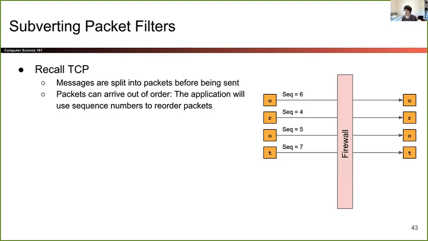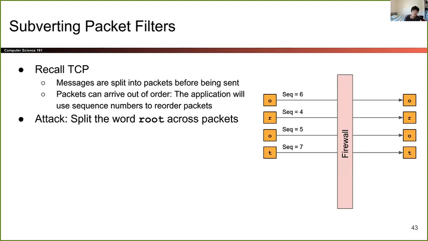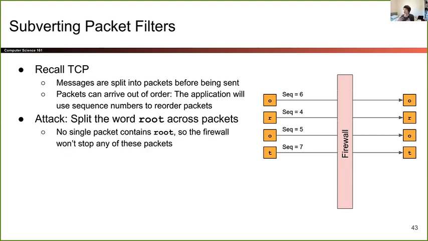Additionally, packets can arrive out of order. So maybe the attacker chooses to send this O first, then this T, then this R, then this O. That's not even going to look like root. It's just going to look like a bunch of letters being sent. So we need to be a little bit smarter about how our firewall reconstructs this TCP connection.